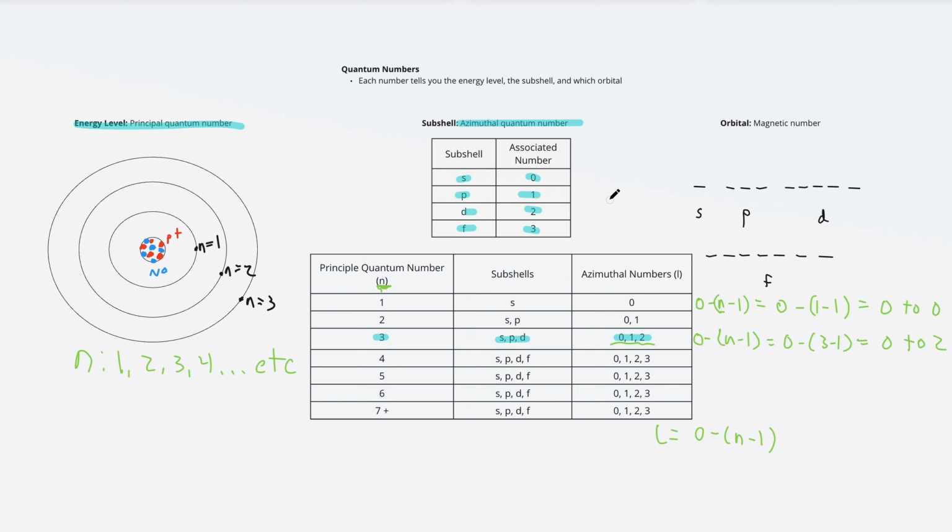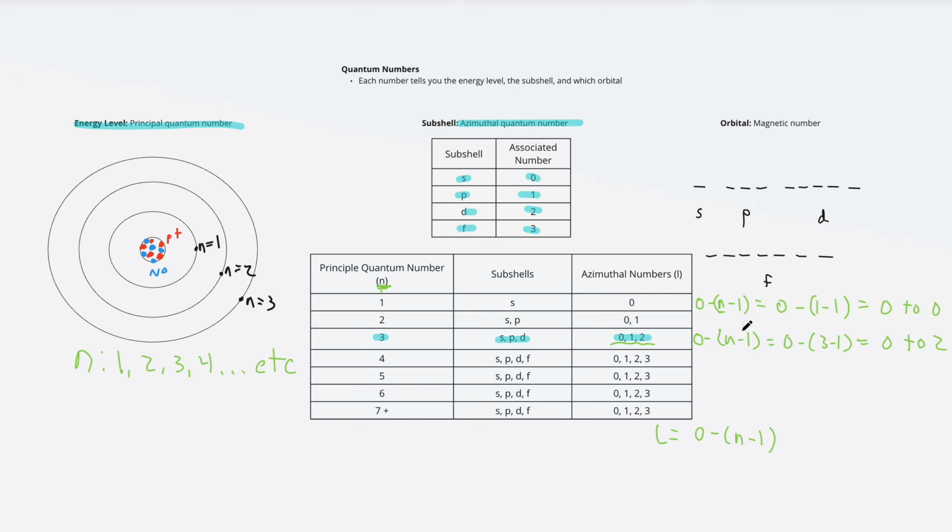So sometimes you might be given a question like, if we have principal quantum number 5, what possible azimuthal numbers could an electron have that's in energy level 5? And then you'd have to use that equation 0 to n minus 1. So then the possible azimuthal numbers could be 0 to 4.